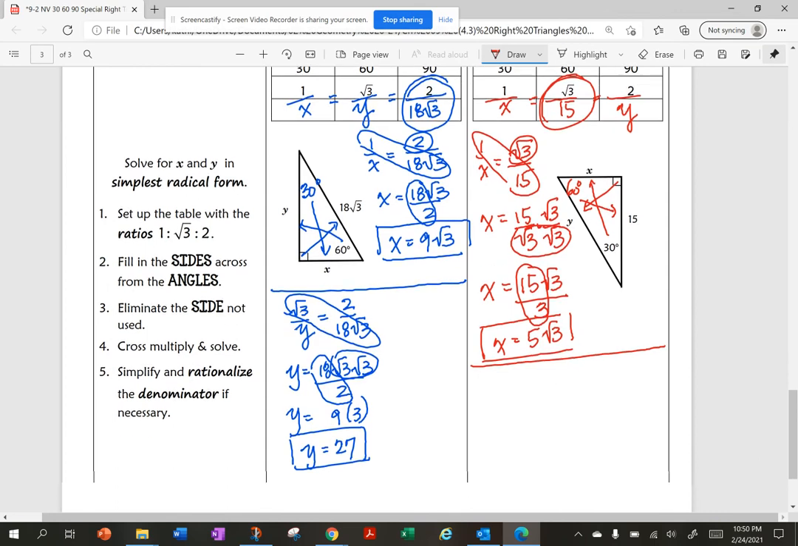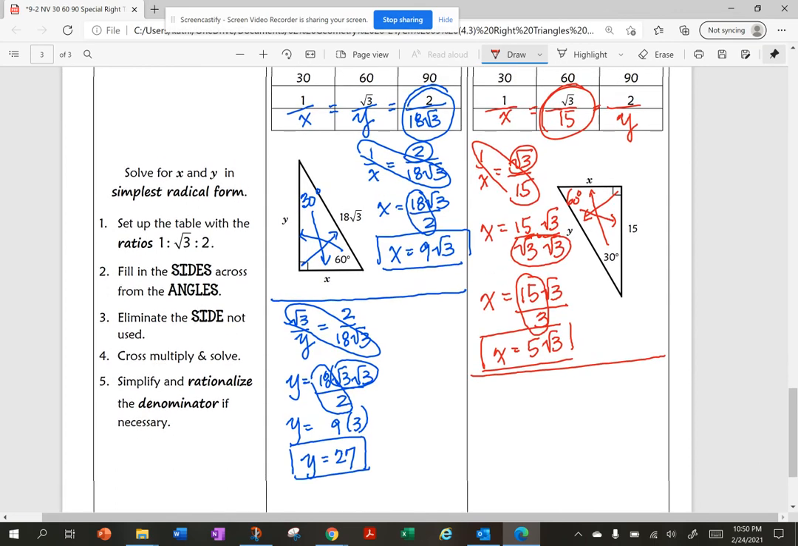And then I can simplify 15 divided by 3 is 5 times the square root of 3. Now I would solve for y. So this is going to be the square root of 3 over 15 equals 2 divided by y.